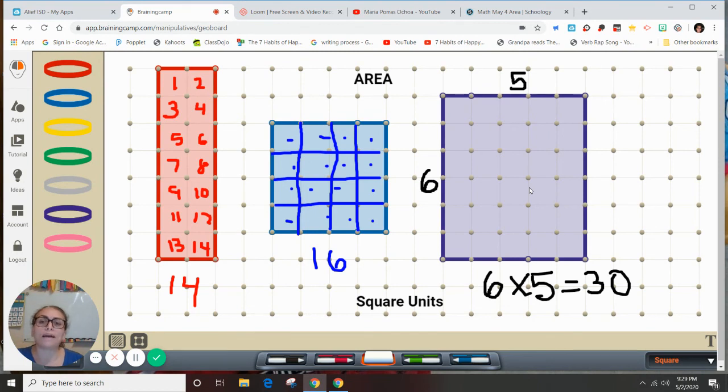So that's one way or another way that you can count the area. You can either count it like we did on these two, or you can count the number of rows and columns and then do the multiplication, and then you have the square area of a shape.